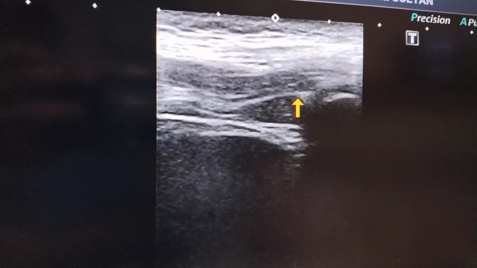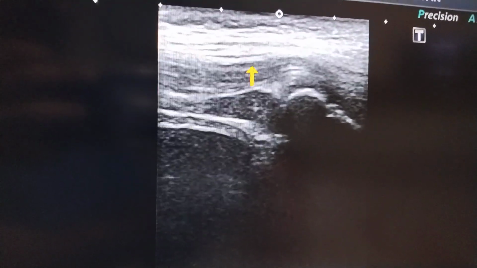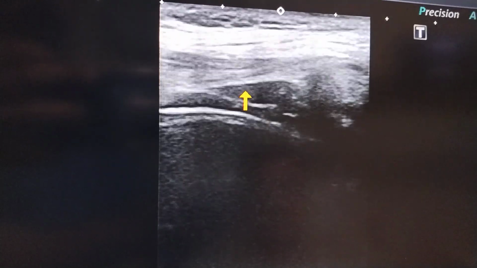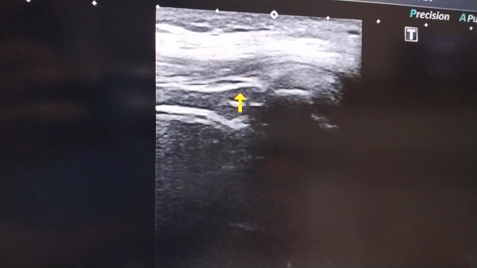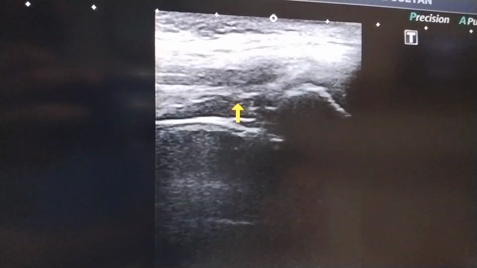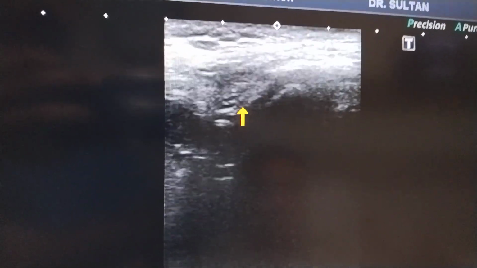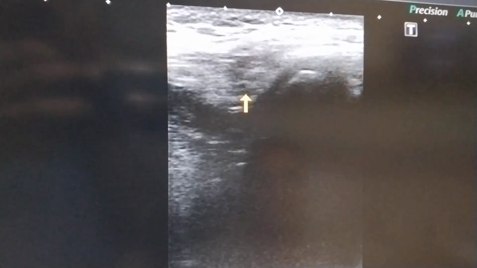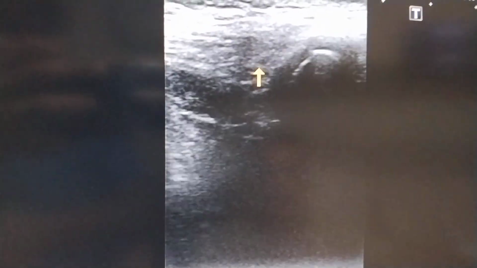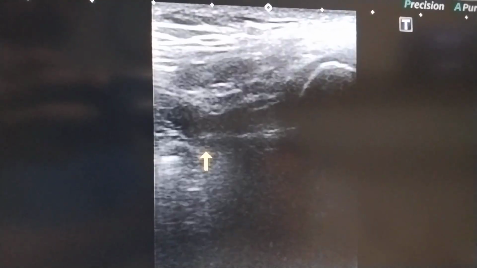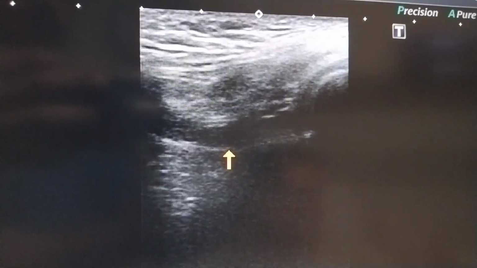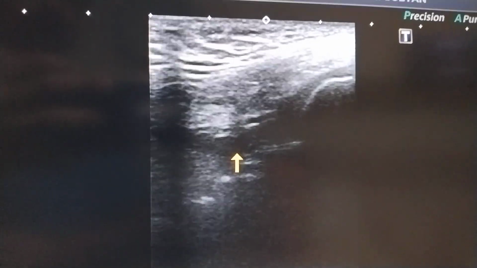So this is the pubic bone, this is the rectus abdominis, moving laterally. My movement is very slow. When I reach where there is no abdominal muscle, this is the superficial inguinal ring, and now I have tilted the probe and oriented it toward the anterior superior iliac spine.